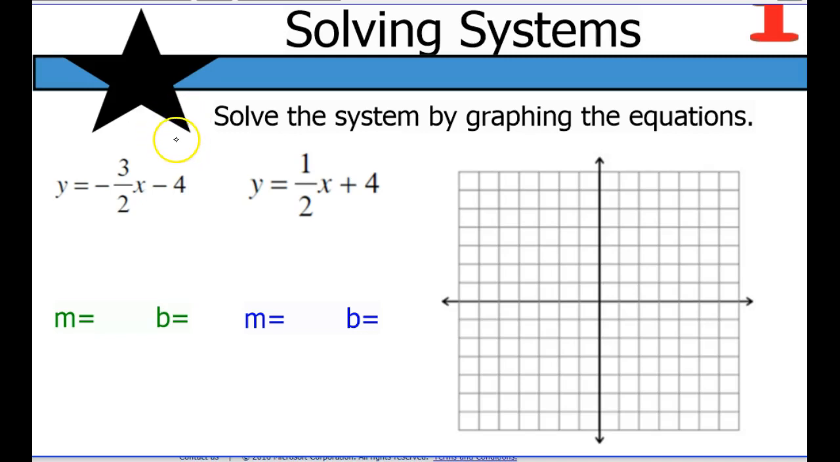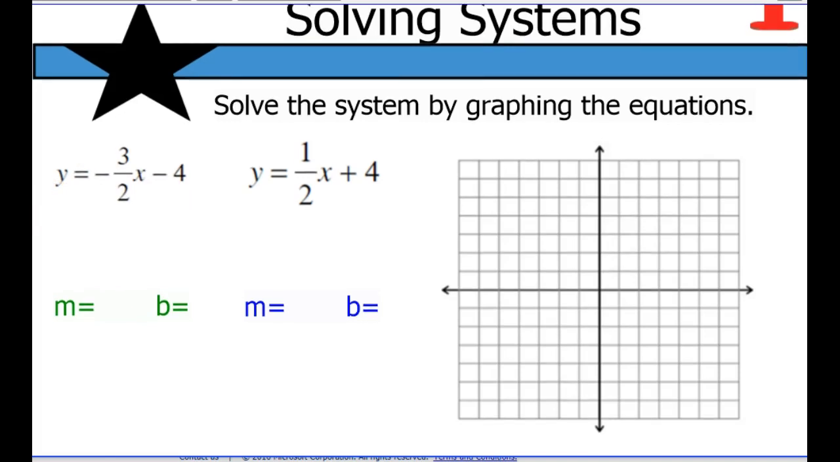Now this is again something new that we haven't done before, but all we need to do is graph these two equations. So if we're looking at the first one, we have y equals negative 3/2 x minus 4. Our m is going to be negative 3/2, and our b is going to be negative 4. Now we begin at negative 4 on the y-axis, so 1, 2, 3, 4, make a point right there.